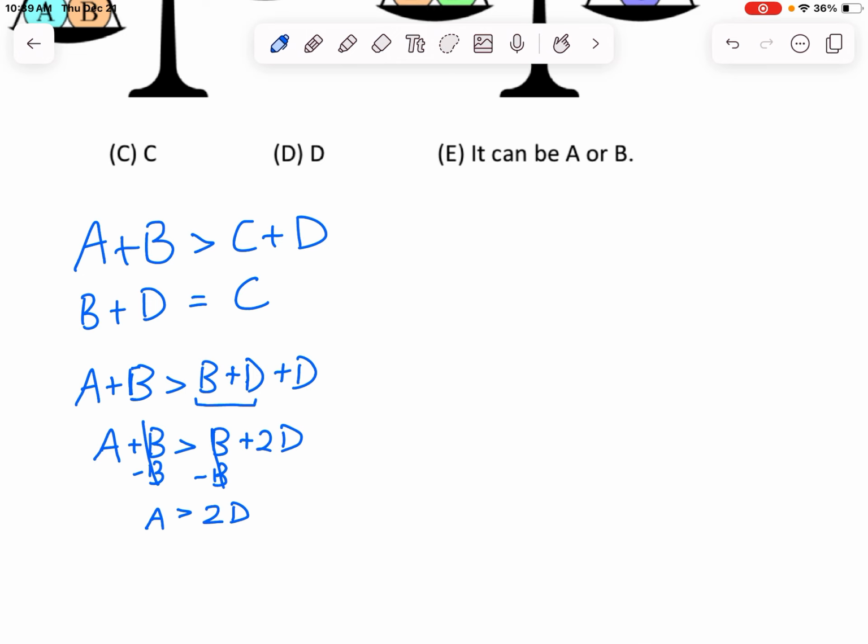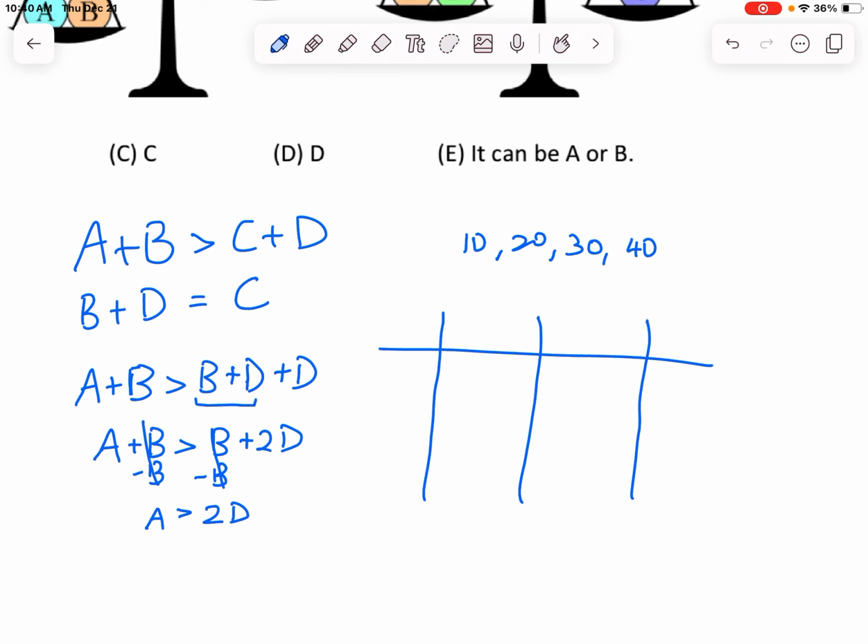The 4 masses are going to be 10, 20, 30, and 40. So which combinations of these can I use so that I get A is greater than 2D? I'm going to form a little table here that's going to help us. I'm just going to start with A and D for now. Well, I can't have 10 and 20 or 20 and 40, because if you doubled 20, that's equal to 40, but we need A to be greater than 2D. So maybe I can have 10 and 30 or 10 and 40. It wouldn't be possible for me to use 20 in this case.